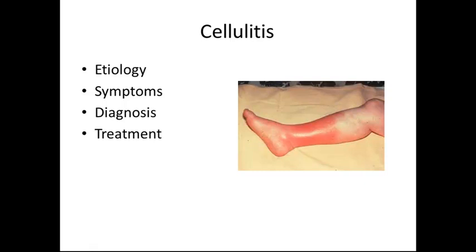Diagnosis is examination. Sometimes we'll do an ultrasound to rule out deep vein thrombosis or DVT. Treatments are oral antibiotics and analgesics for pain. And mainly we give analgesics because sometimes with the infection, the skin can become very tight, compressing the nerves, causing some pain.